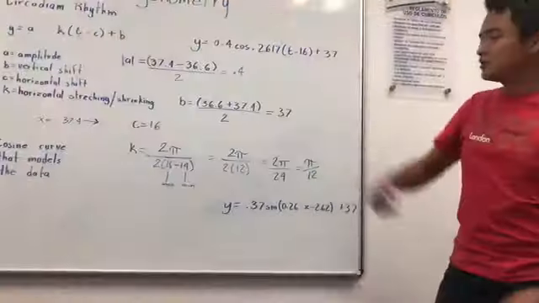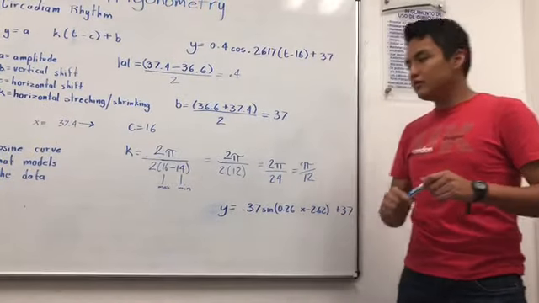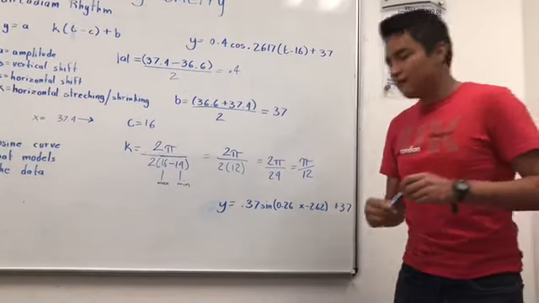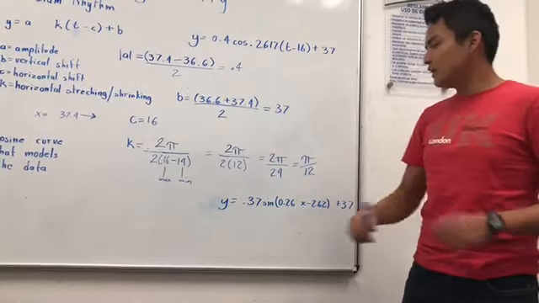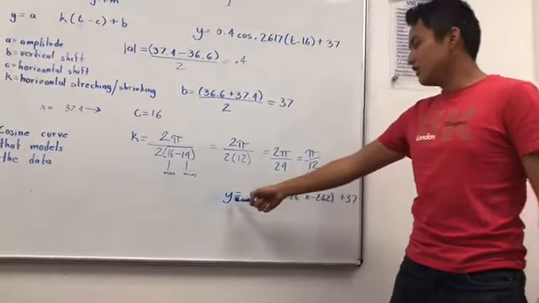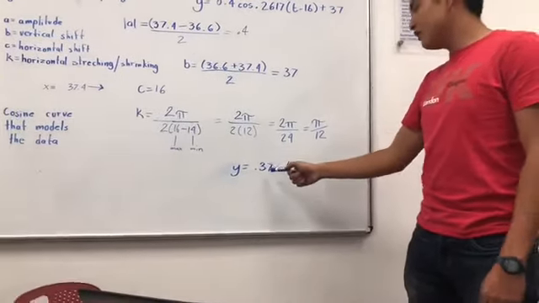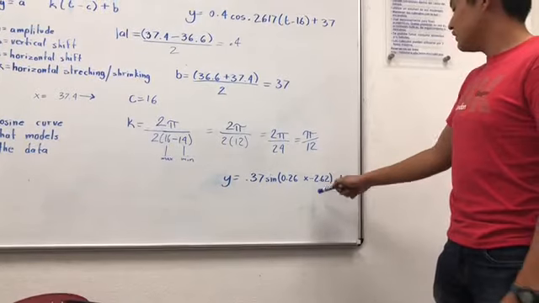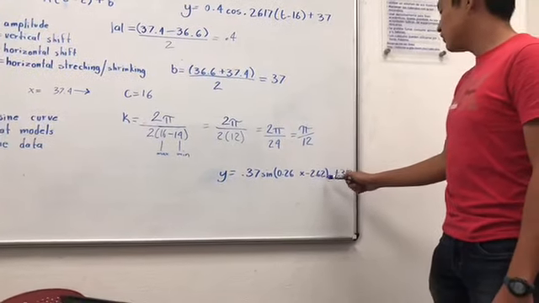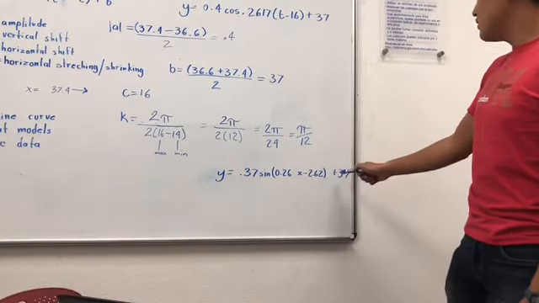We put this function in a graph calculator. We obtain that the best sine function that fits the data is y equals 0.37 sin(0.26x minus 2.26) plus 37.